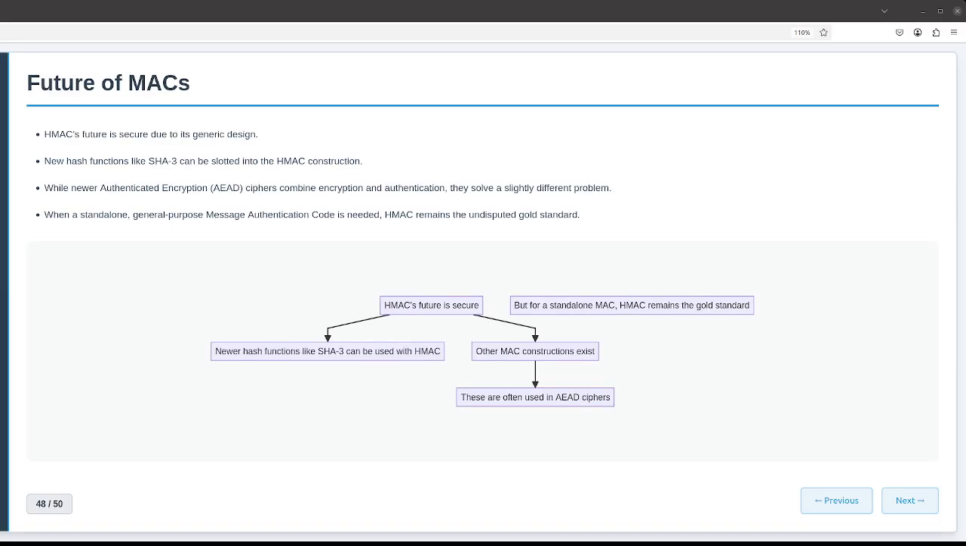Future of MACs. The future for HMAC is very secure. Because it's a generic construction, it can easily adopt new and improved hash functions as they are developed. We can already create HMAC SHA-3, for instance. At the same time, other types of MACs are becoming more common, particularly those that are integrated into authenticated encryption, AEAD, ciphers. For example, the ChaCha20-Poly1305 cipher uses a special polynomial-based MAC called Poly1305. However, when a standalone, general-purpose MAC is needed, HMAC remains the undisputed gold standard.